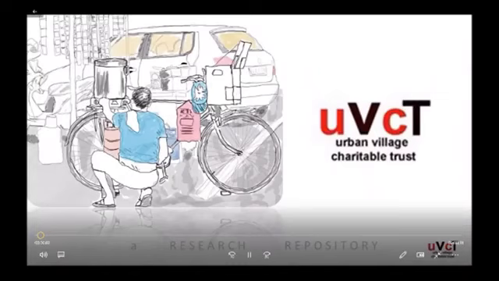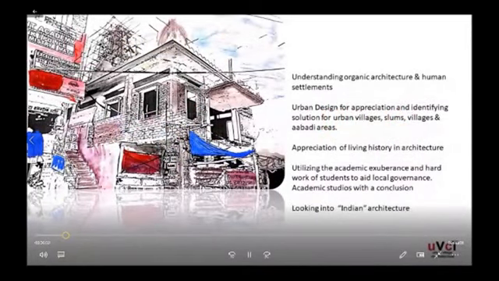UVCT is a handshake between academia and the efforts that architects and planners need to put into their cities. It is a research platform where academic institutions, through their students, participate in the areas around them, understanding organic architecture and human settlements. The use of urban design as a method for appreciation and henceforth identifying solutions for urban villages, slums, villages and Abadi areas, appreciation of living history in architecture, and utilizing the academic exuberance and hard work of students to aid local governance, academic studios with a conclusion, and finally, to understand where we are with reference to our vernacular and our Indian architecture.